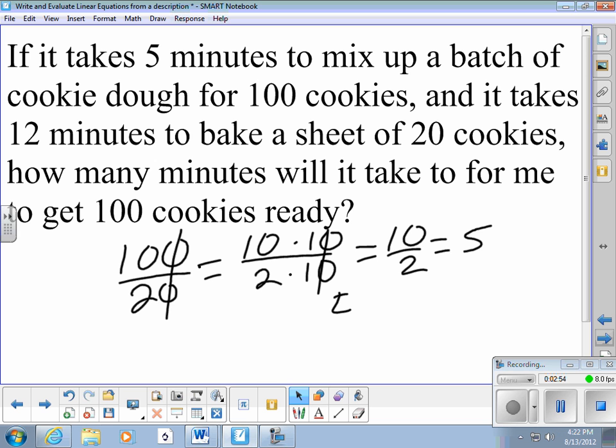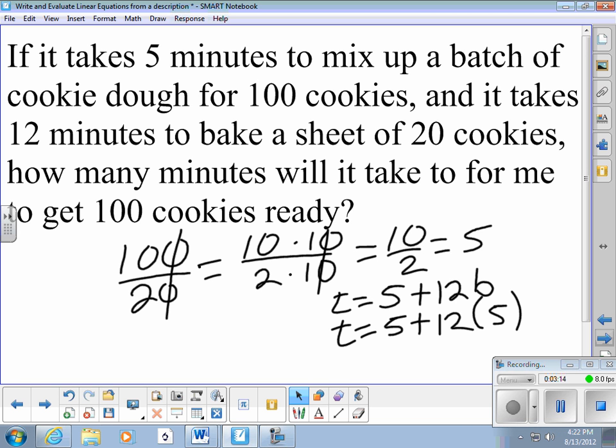So the equation for the time would be 5 minutes to mix up the dough plus 12 minutes for each batch. Well, we said it takes 5 batches, so the time would be 5 minutes plus 12 minutes times 5 batches. 12 minutes each for 5. 12 times 5 is 60 plus 5. So the total time would be 65 minutes.